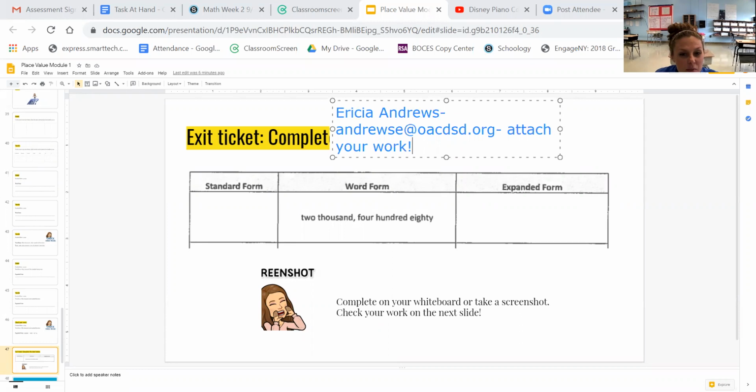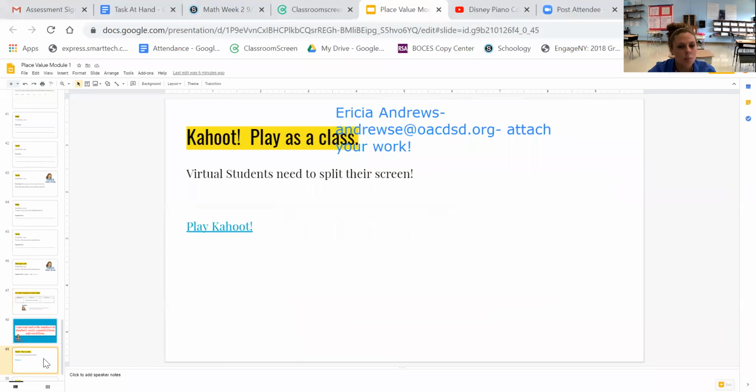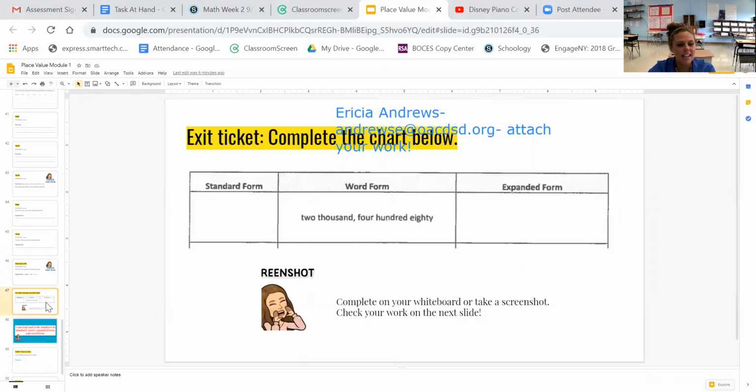When everyone's all done with this, then you can play Kahoot in your homerooms. Okay? I hope that sounds fun. And at the end of class, I hope you were able to read and write numbers in standard, word, and expanded form. Your homeroom teachers will play Kahoot when you're done. So your exit ticket and then Kahoot. Don't forget to email it. Thanks, guys. Have a great day.